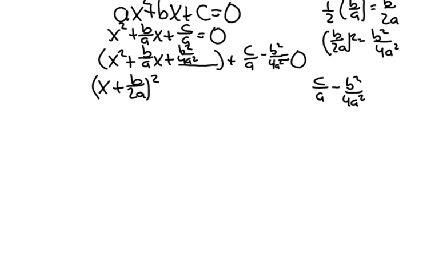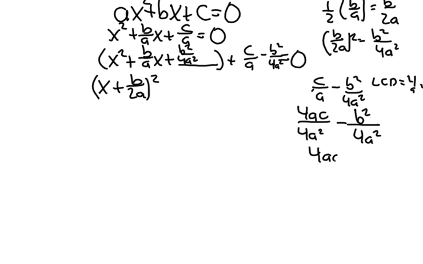Well, in order to add or subtract fractions, you need an LCD. The LCD is 4a squared. So that means each of my denominators is going to be 4a squared. So again, what do I multiply this denominator by to get 4a squared? That's 4a. So 4a times c is 4ac. Notice the denominators are the same, so my numerators will be the same. So when I subtract these two fractions, I get 4ac minus b squared divided by 4a squared.